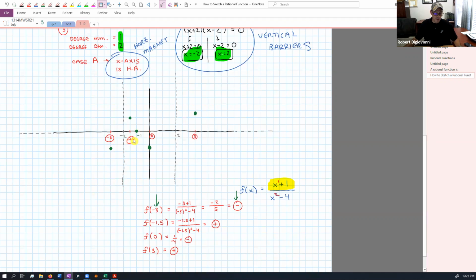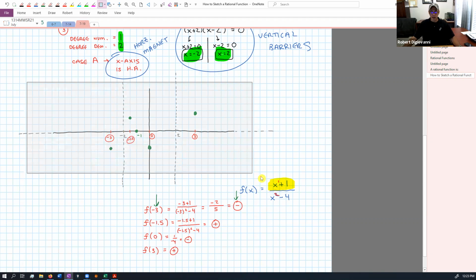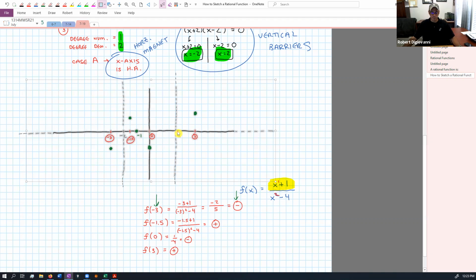We took these test points and plugged them into the original function just to figure out if it was positive or negative when we plugged it in. If it was negative, we would put a dot below the x-axis. If it was positive, we'd put a dot above. That's where we are. Can I clarify any steps on that so far?